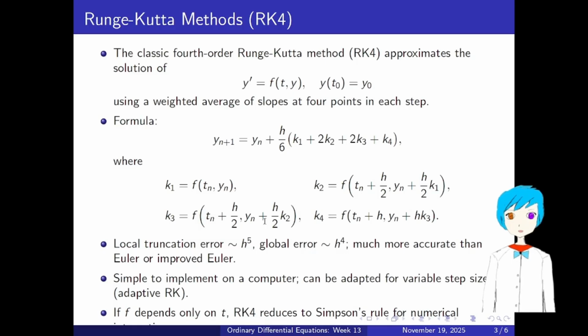The implementation of this explicit RK4 method is simple on a computer, and it can also be adapted to adopt variable step size. Specifically, if f depends only on the time variable t, RK4 reduces to Simpson's rule for numerical integration. So this explains why the local truncation error is of order big O(h^5), and the global error is big O(h^4).